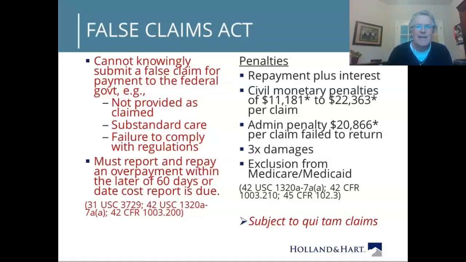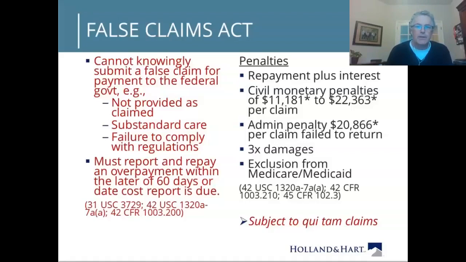I checked and I didn't see the annual adjustment for 2021, but those are the 2020 numbers. Now, note that that's a penalty per claim. So if you've got a pattern, you've been entering the wrong codes for a long time, or you submitted a whole bunch of claims because a provider wasn't properly licensed, for example, well, then each claim that you submitted could subject you to these penalties.